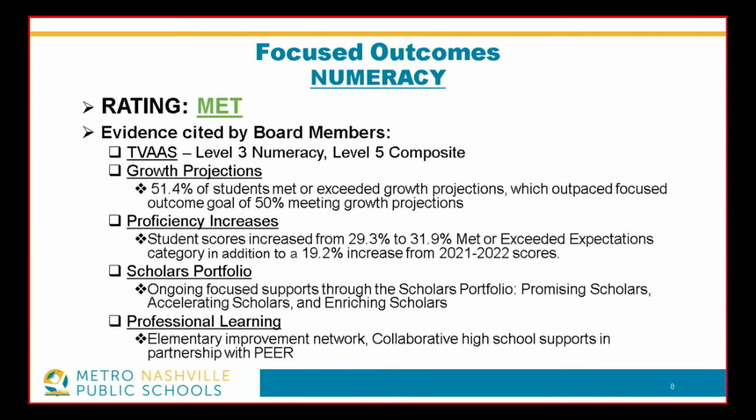When we look at literacy, again, the goals here were met. A level 3 in numeracy, but again, a level 5 composite. So these have felt like positive outcomes from the perspective of the board. 51.4% meeting or exceeding the growth projections.